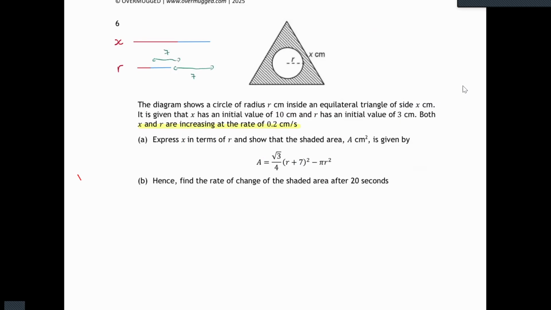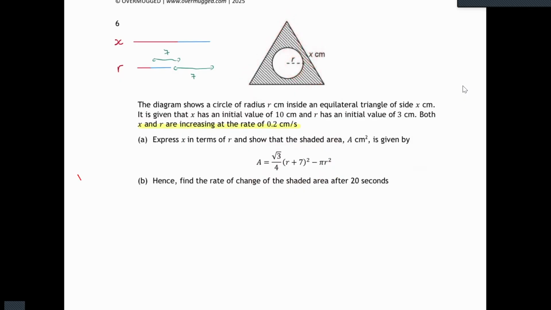Because they increase at the same amount. Okay? So here says express x in terms of r and show that A is this expression. Here we observe that the A expression has no x, there's only r. But if we want to express the area of the shaded region, clearly we need to write A as a function of x and r.